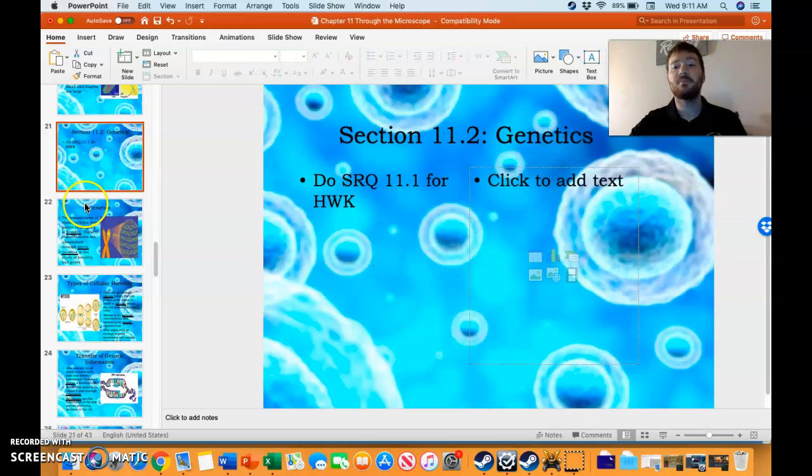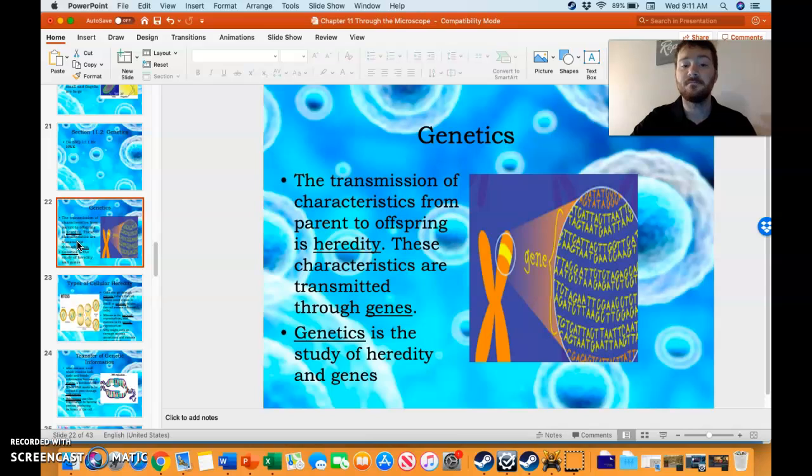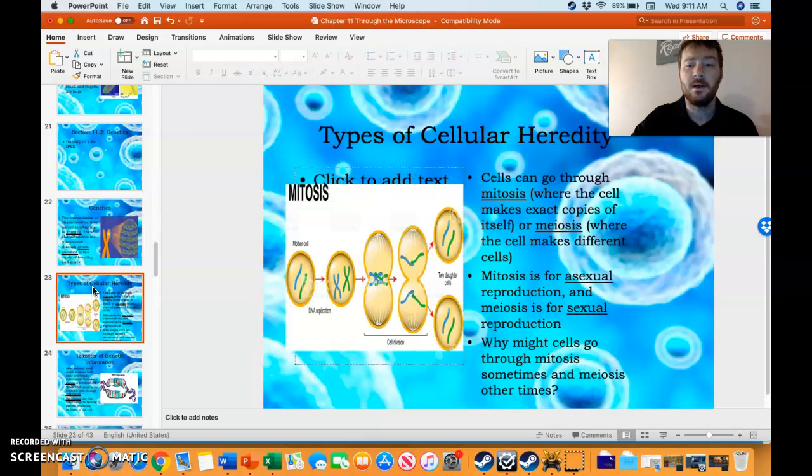We moved on to Chapter 11.2 on genetics. Genetics is the study of heredity through genes. How you became who you are. And we made a difference between mitosis and meiosis. Mitosis is where your body makes exact genetic copies of itself. Meiosis is where the cell makes different cells.